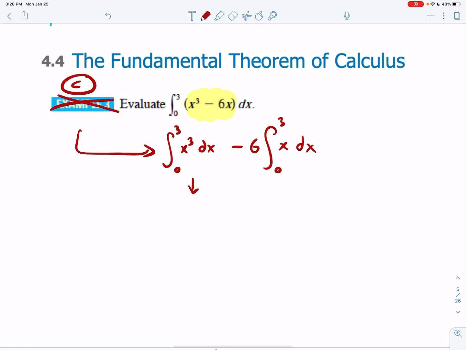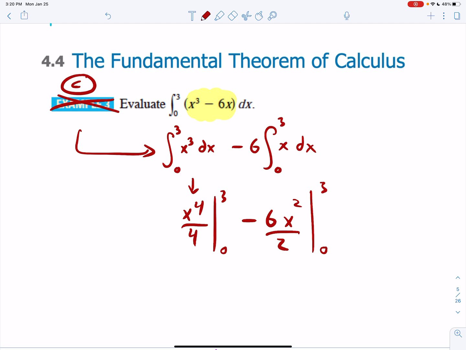So here, the integral of that, x cubed, is going to be x to the 4th over 4. And we evaluate that from 0 to 3. Now, don't write this part out just yet, okay? Now, over here, that 6 has nothing to do with it. The integral of x is just x squared over 2 from 0 to 3. Notice how we're still evaluating from the same bounds from 0 to 3. So wouldn't it be easier if I just wrote x to the 4th over 4 minus 6x squared over 2, all evaluated from 0 to 3?